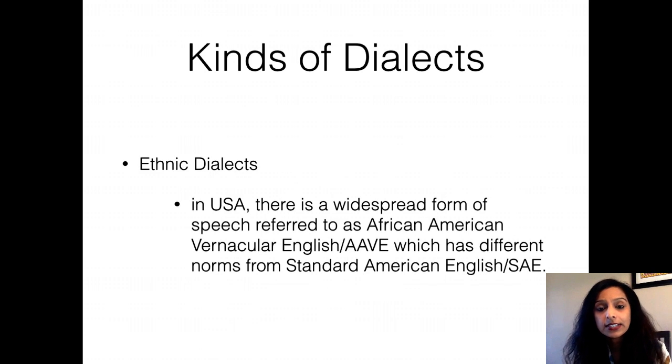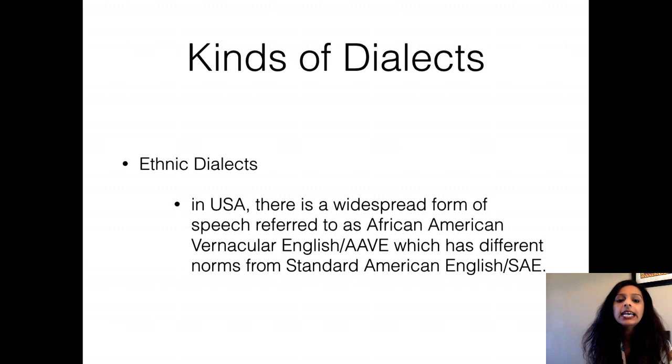Ethnic dialect, and very commonly, African American vernacular English is an example of an ethnic dialect. It is spoken by a particular ethnic group, the African Americans of America, and therefore this dialect has certain grammatical structures that are very different from Standard American English.